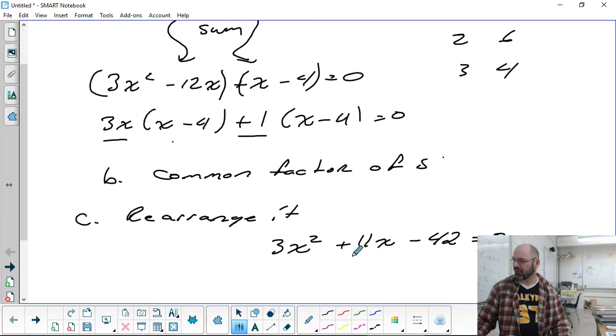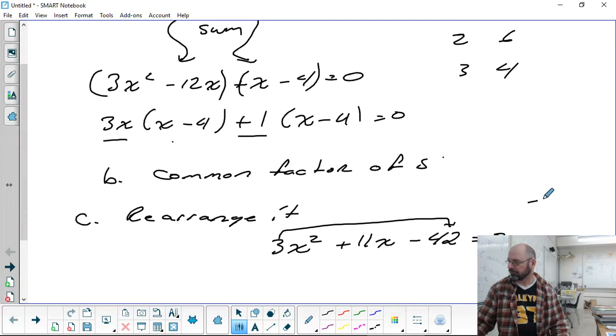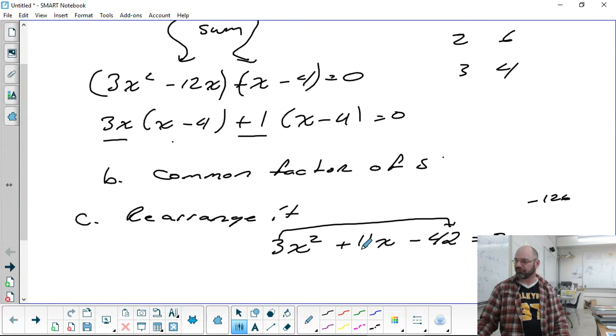Okay, so that means your product number is going to be negative 126. So you're going to have to look around for the factors of 126. If you do it, eventually you'll find 2 that add up to 11, and then you'll decompose it just like I did up here and do the same process you did in A.